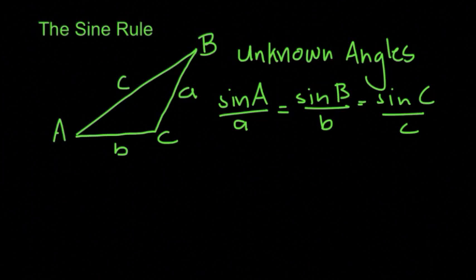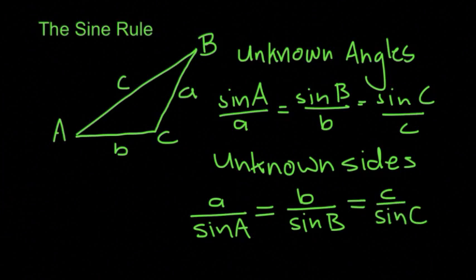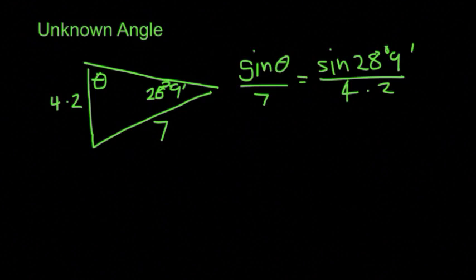If we wanted to find the length of an unknown side, we'd use this relationship. A on sine A is equal to B on sine B, which is equal to C on the sine of C. So we'll do an example of how this works for both cases. For an unknown angle, if we have the following triangle, then we develop the relationship between theta and 7 and 28 degrees and 9 minutes and the side 4.2, so it looks like this. Sine theta over 7 is equal to sine 28 degrees 9 minutes over 4.2.